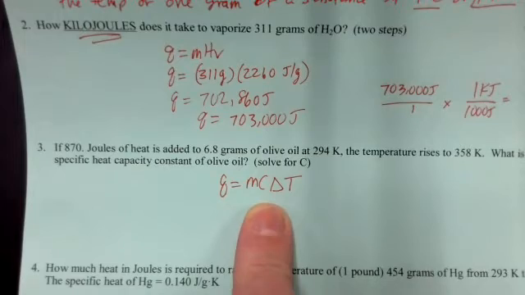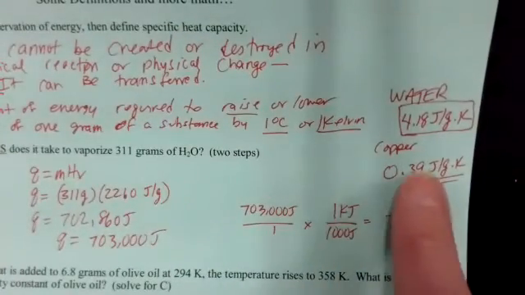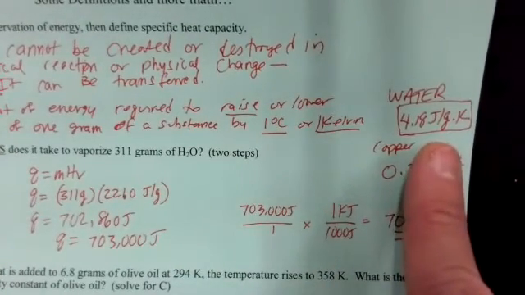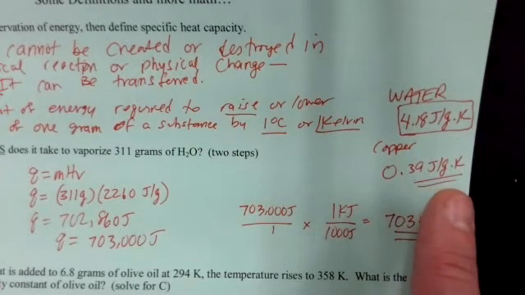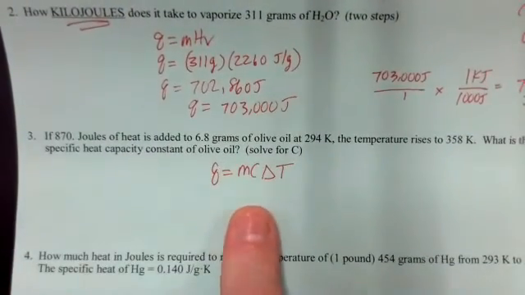For water, let's roll back. For water, the C value is 4.18 joules per gram per Kelvin. For copper, it's only 0.39 joules per gram dot Kelvin. For olive oil, it's the unknown. We're going to figure that out.